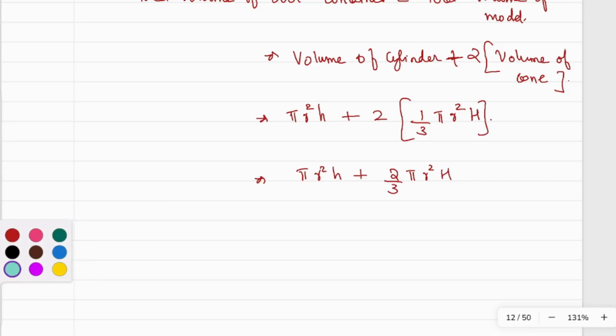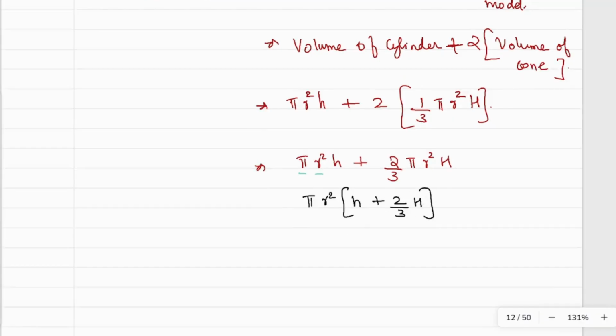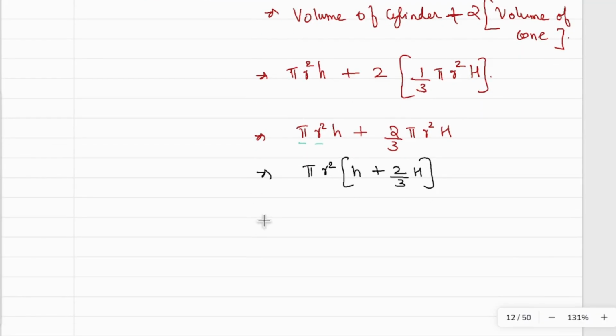Now if I observe here, I can see that this pi and this r square are common. So I will take the pi r square as the common value outside. So what will I get? I will get h plus 2 by 3 capital H, right? This is the value I am getting here. And what's the value of pi? Pi is equal to 22 by 7.